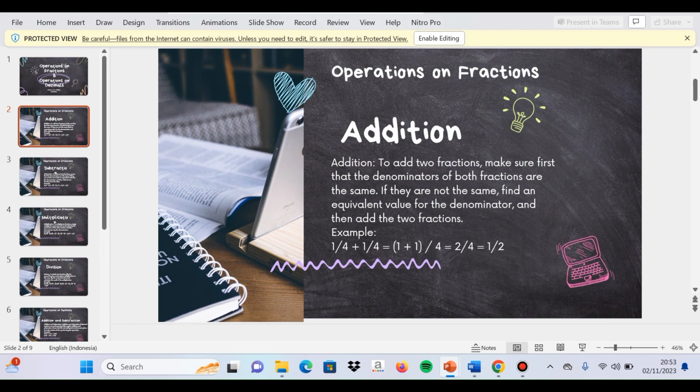To add two fractions, make sure first that the denominators of both fractions are the same. If they are not the same, find an equivalent value for the denominator and then add the two fractions. Here are examples from operation on fraction addition.